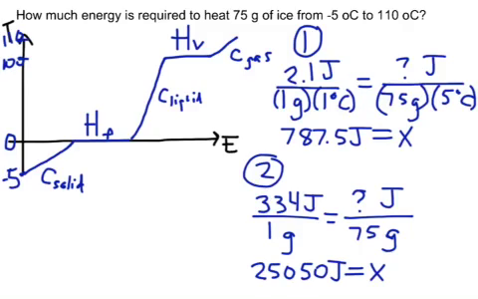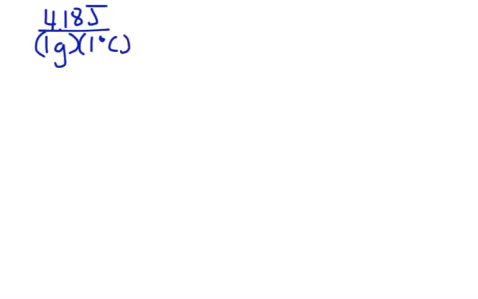Step 3, we're going to use the heat capacity of liquid water, because that's our next section of the graph. Liquid water's heat capacity is 4.18 joules for every 1 gram of water to increase in temperature 1 degree Celsius. But again, we're not dealing with 1 gram here. We've got 75 times as much material.